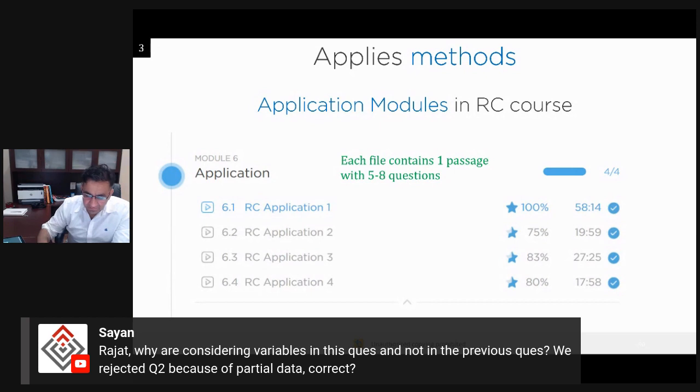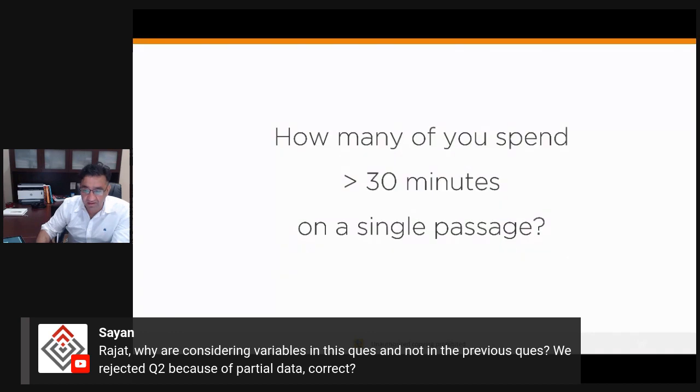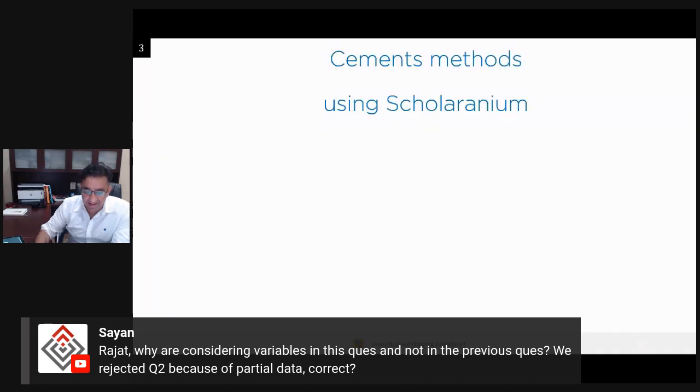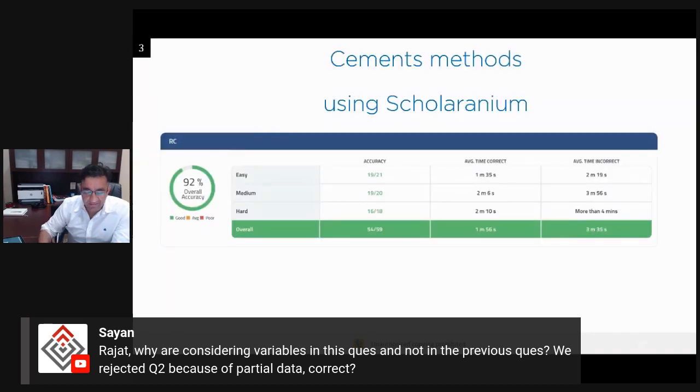In this learning phase over here, spend time analyzing a passage. Don't get done with it in 10 minutes. No, you are in that learning phase. You're in that information absorption phase. So do that. Start timing yourself when you're solving questions in Scholaranium or when you're post that learning phase, not before that.